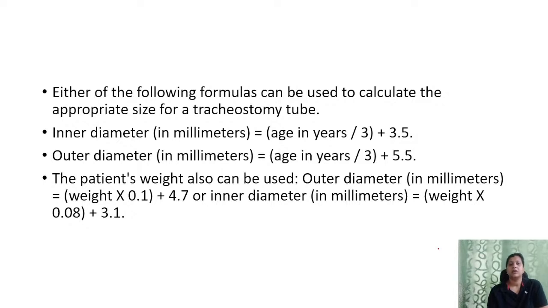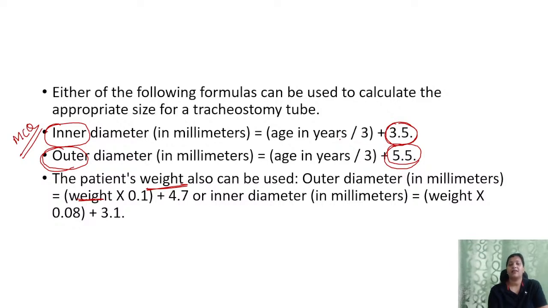Okay. So either of the formulas can be used to calculate the appropriate size of the tracheostomy tube. So when we want to calculate the internal diameter or inner diameter, we will always take age in years by 3 plus 3.5. So this is inner diameter. If you're taking the outer diameter, instead of 3.5, you will take 5.5. Okay. So this is the formula. This is the common question that you can expect. You can calculate on the basis of weight also. So outer diameter in millimeters, how will you calculate?